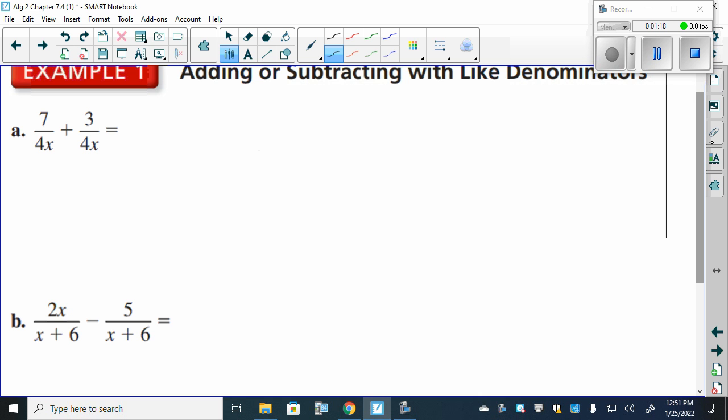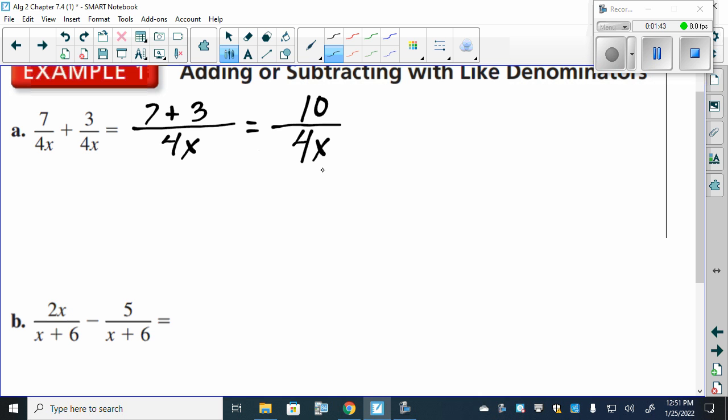So if we look at the first example here, 7 over 4x plus 3 over 4x. Well, since the denominators are both 4x, the denominator will stay the same, and we will add the numerators together. So here, 7 plus 3 would be 10 over 4x. And if we can reduce these after we finish adding or subtracting, we need to do so.